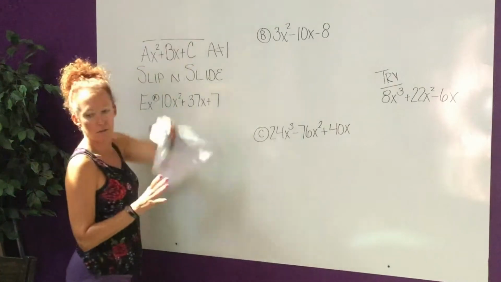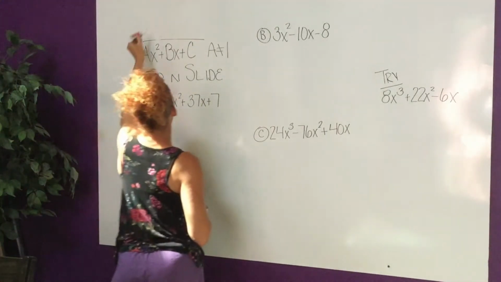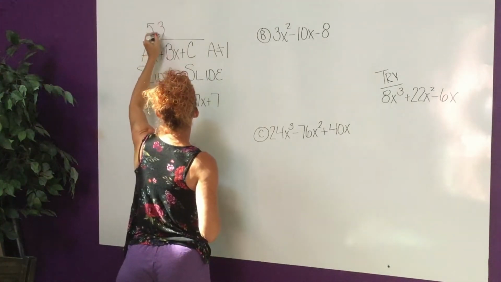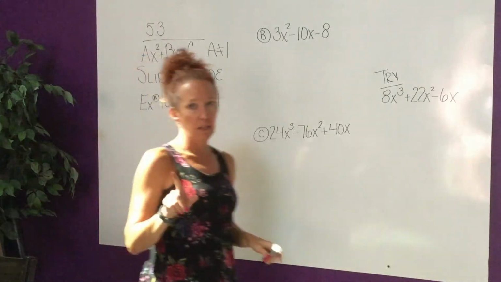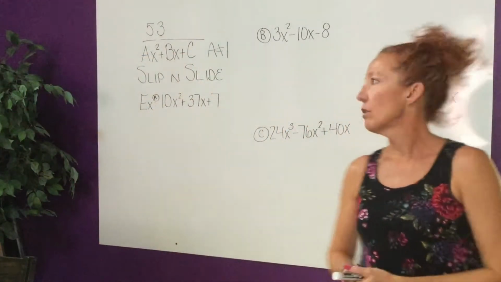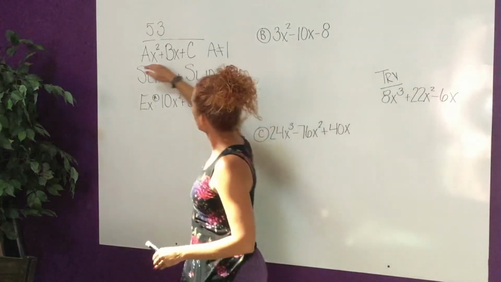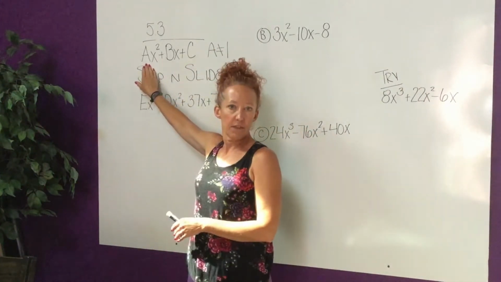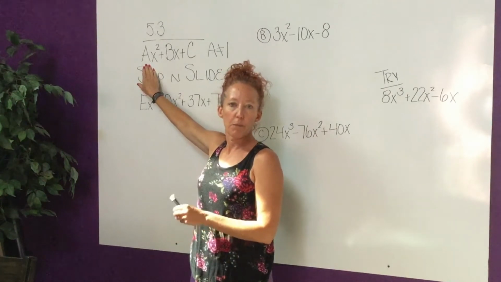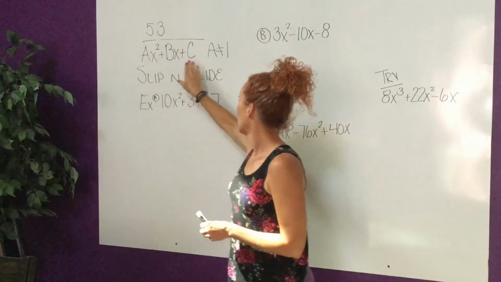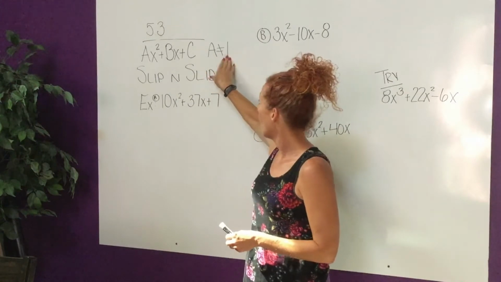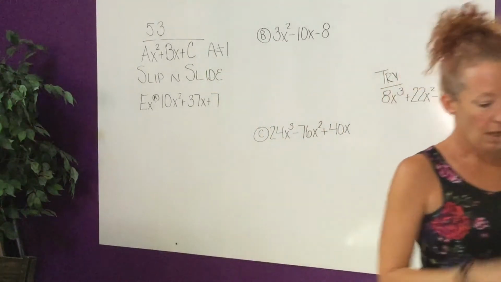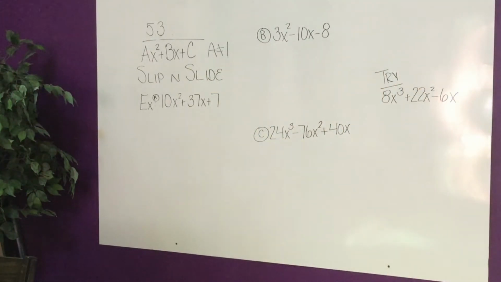So welcome to 5.3, and 5.3 is similar in the sense that we're factoring trinomials of this type. However, all of the problems we're going to look at in this video have this number not equaling 1. So I specifically have A not equal to 1. The method that we're going to use this afternoon is called slip and slide.